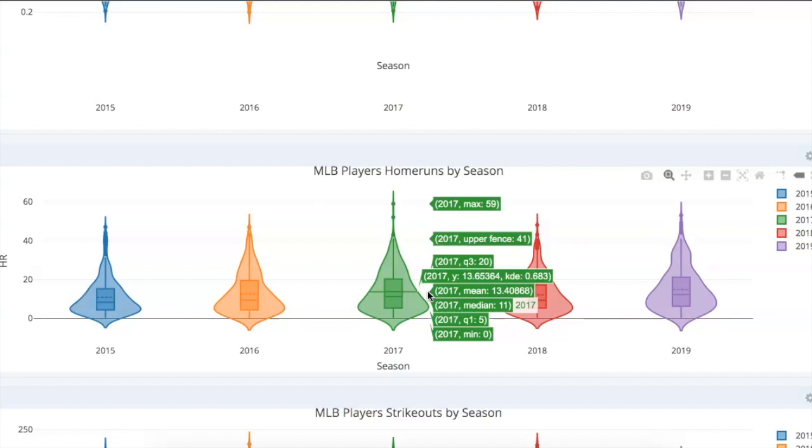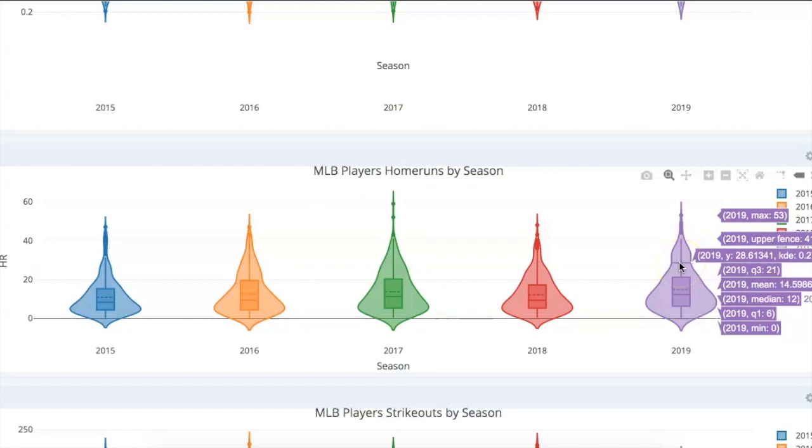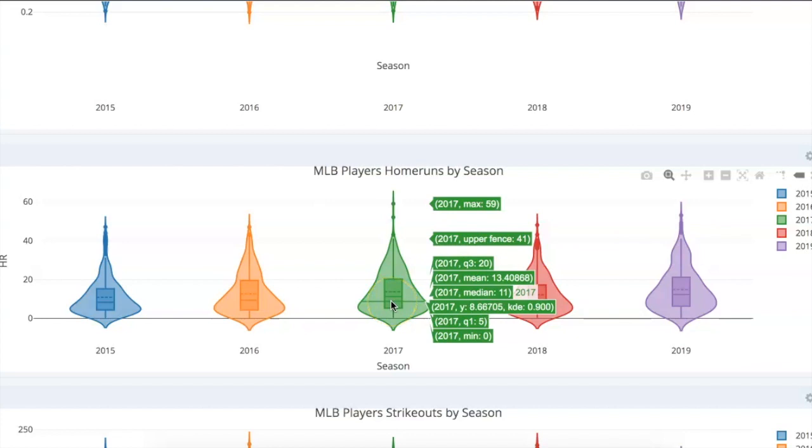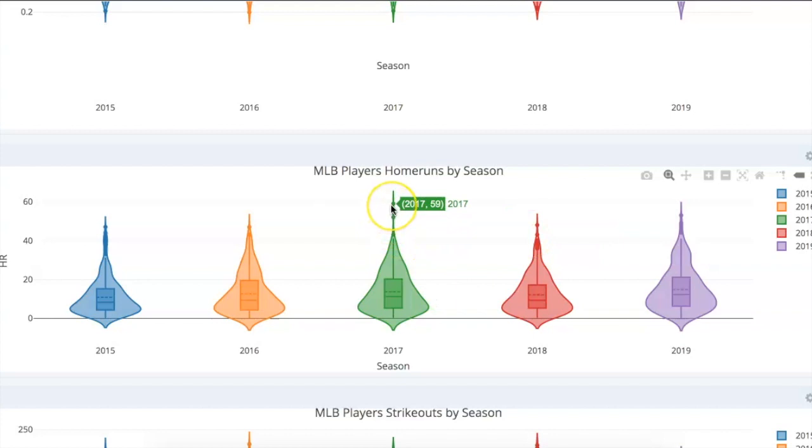While 2017 might look like it's the best season because it's the tallest and it has the highest value, statistically speaking, 2019 actually had the best season. The mean and the upper quartile for 2019 are both higher than the mean and the upper quartile for 2017. So just because it has an extreme value all the way up and it looks taller does not mean statistically it is the best season for home runs for MLB players.